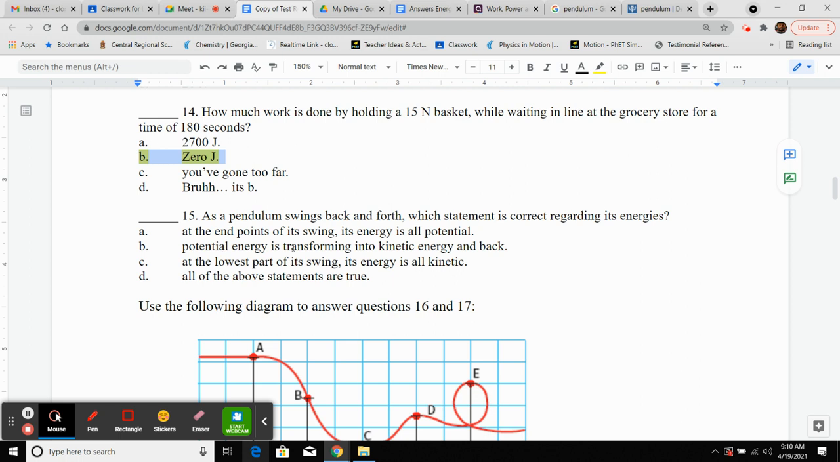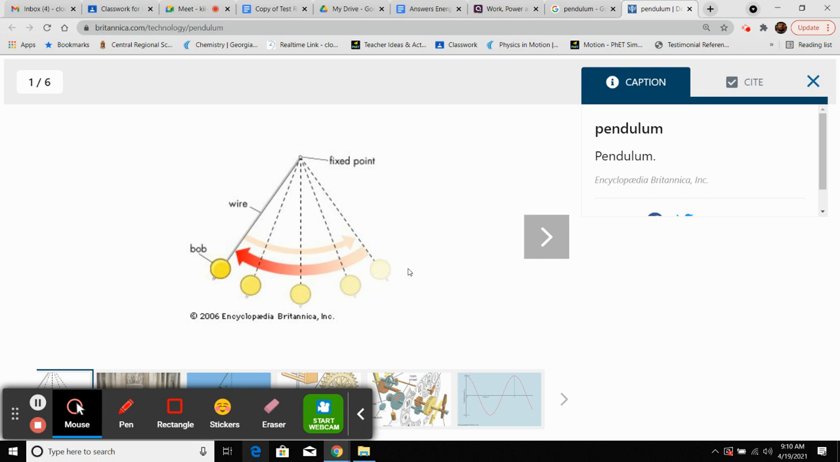What about this? Potential energy is transforming to kinetic energy and back. I mean, it is. Right? So when we had this thing chilling by itself, we rocked it back up. What did we give it?